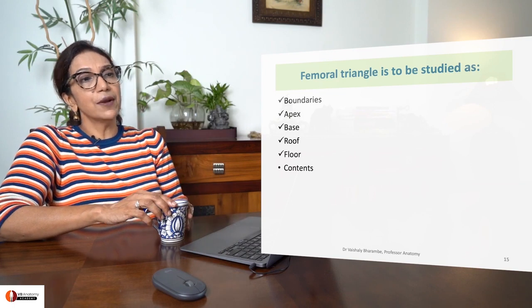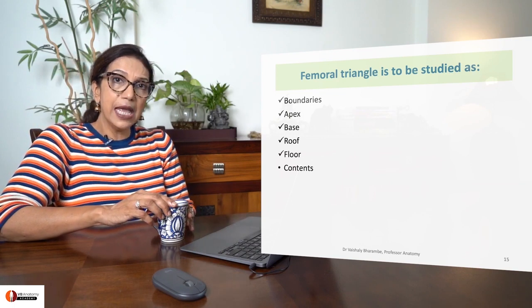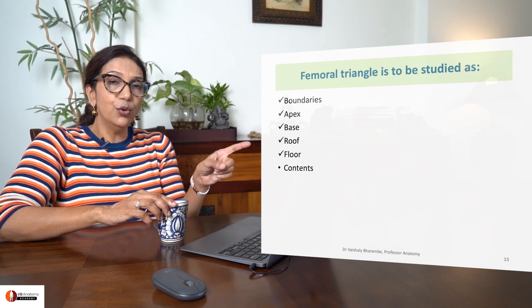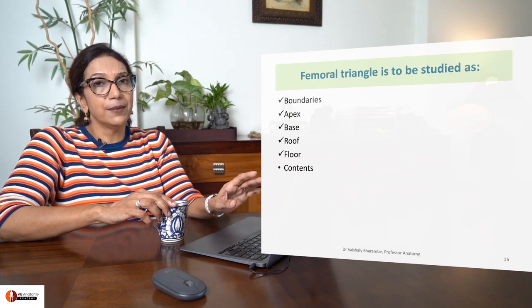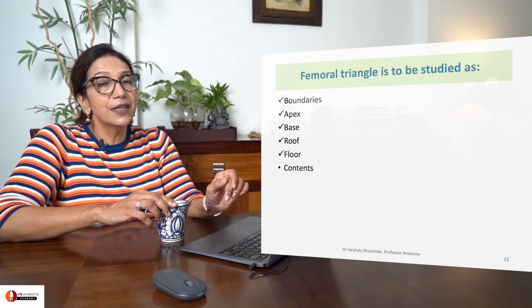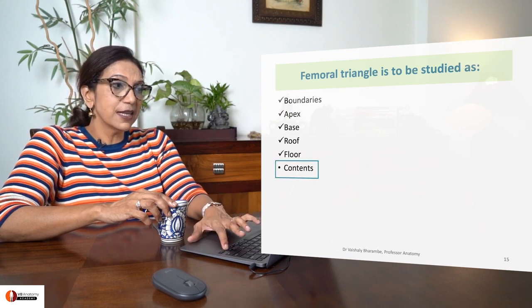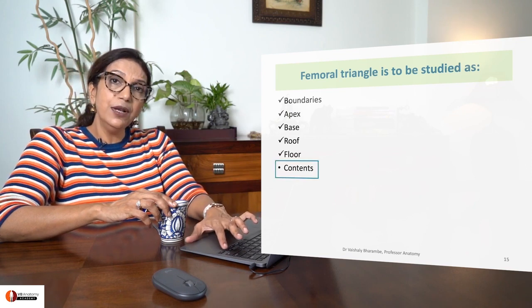So with this we have completed the boundaries, apex, base, roof and floor of the triangle, right? So now what is left? The contents. So let's begin the discussion on contents of femoral triangle.